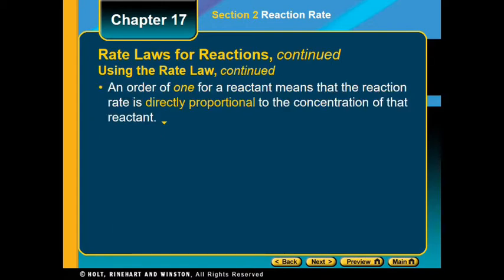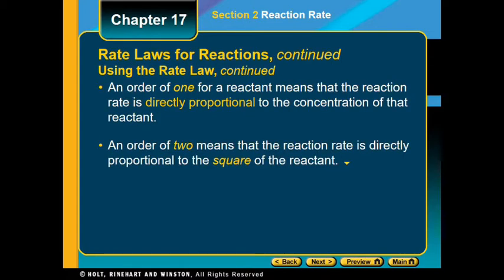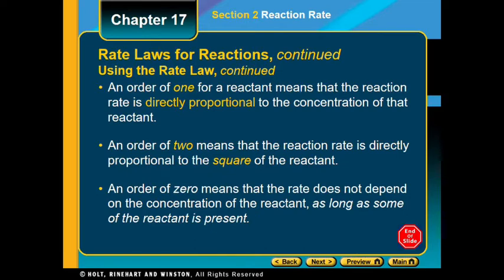An order of 1 means the rate is directly proportional to the concentration of that reactant. An order of 2 means it's directly proportional to the square of the reactant concentration. If you have an order of 0, that means the rate does not depend on the concentration of the reactant as long as some of the reactant is present. So definitely order of 1, order of 2, and then make sure you understand the order of 0, and we will apply it in an example.